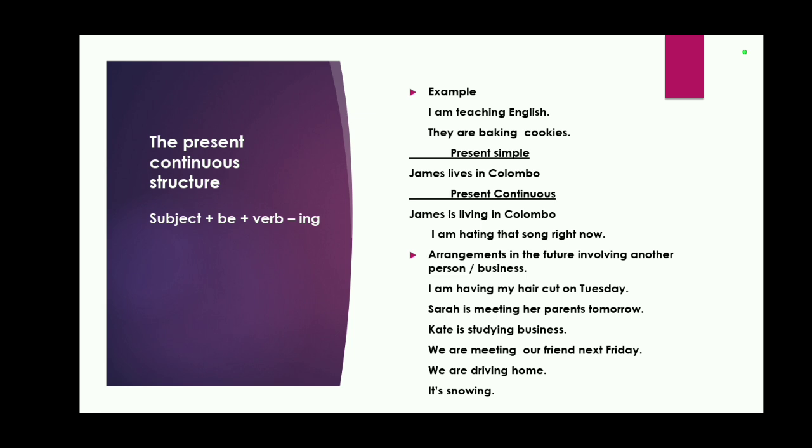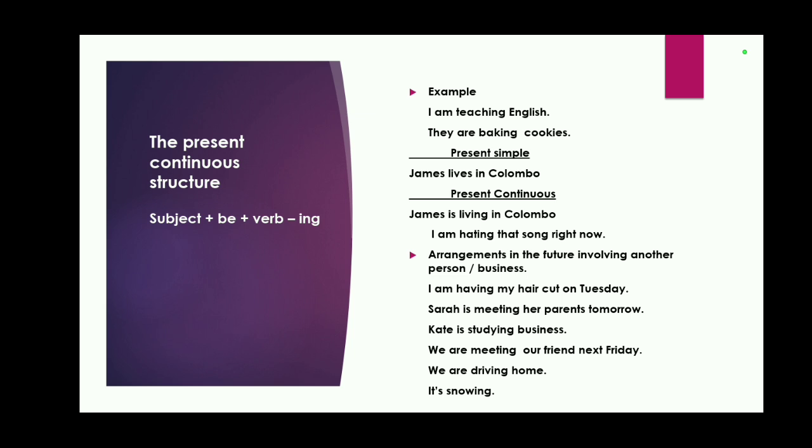For some reason right now I don't enjoy that song, temporarily. So when you hear teachers say, never use a state verb in the present continuous, take that with a pinch of salt.